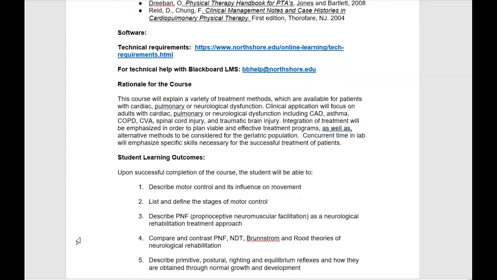Again, this is a listing here of the rationale for the course. So again, we're going to be working on cardiac, pulmonary, and neurological dysfunction and all that encompasses. So we're going to be looking at stroke patients, spinal cord injury patients, traumatic brain injury, and all the different levels of cardiac and pulmonary patients, including coronary artery disease, asthma, COPD, and the like.